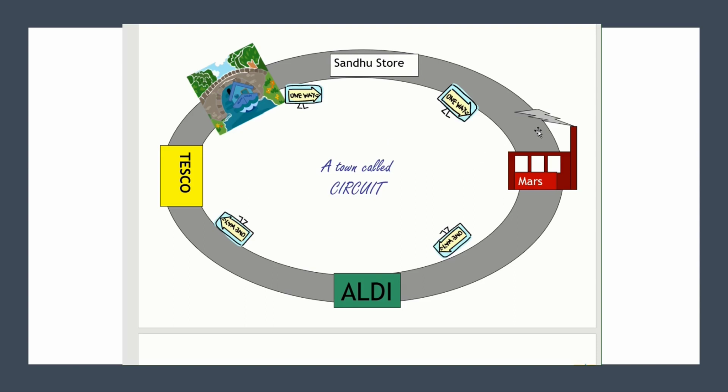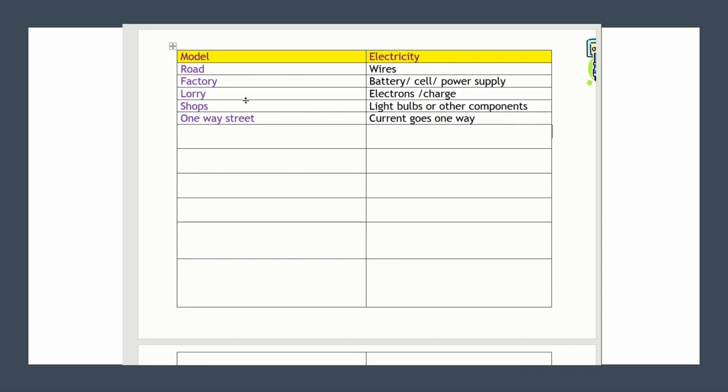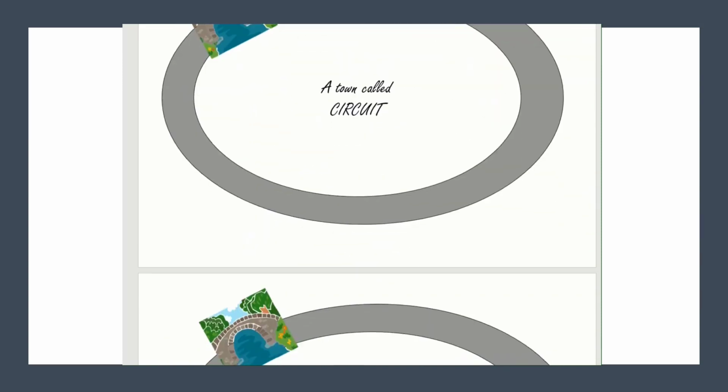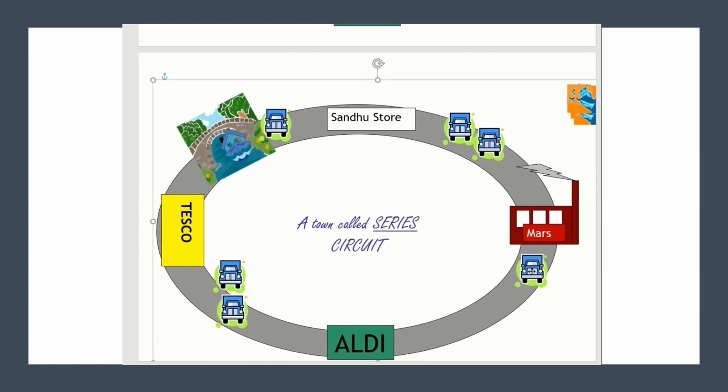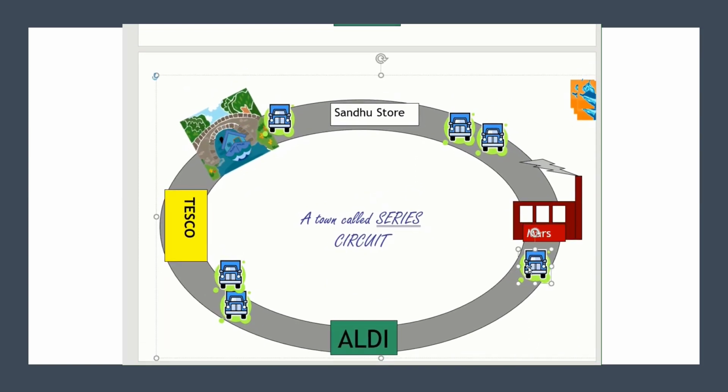So our model's building up nicely. We've got the bridge that represents the switch. We've got the 3 lamps represented by the shops. We've got the Mars bar factory representing the power supplies, and the roads only allow the vehicles in one way. So if we go and fill in our table, what we haven't looked at yet, and it's here I've marked it, is what is it that carries the Mars bars to the shops? I'm sure you all know that that's lorries. And here I've got my lorries. And my lorries here represent the electrons.